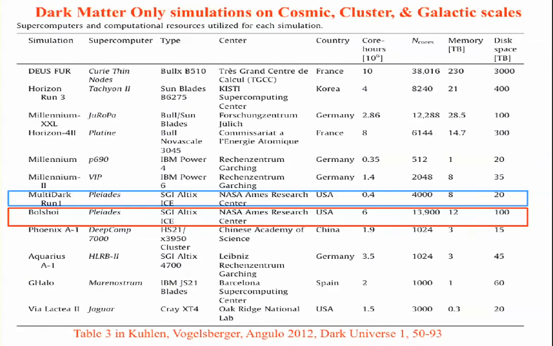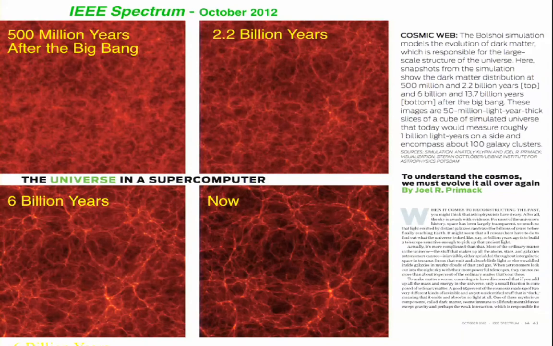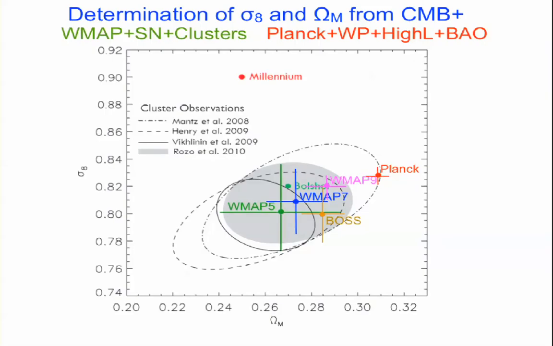And from that same review, this shows many of these other simulations. Bolshoi took almost as much computer time, about 6 million CPU hours, as the most expensive of all of these, the DEUS one. Of course, we show pictures at many different time steps. This is from a popular article that I was asked to write for IEEE Spectrum.